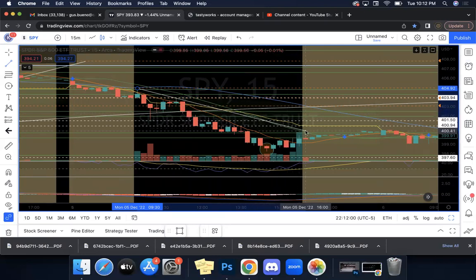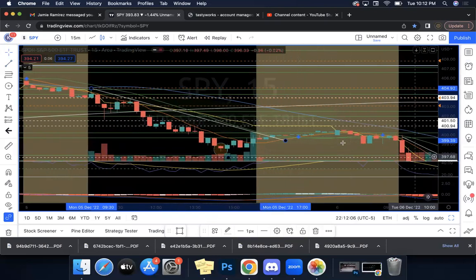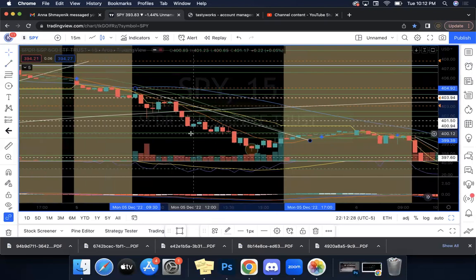SPY never even attempted, which makes sense why we ended up being more red today. It never attempted to show any type of strength toward the trend line or even go above the 9 EMA for 2 days already. Look, it's been rejected. Can't even get above it. So it was 2 bear days, and that's what we got.